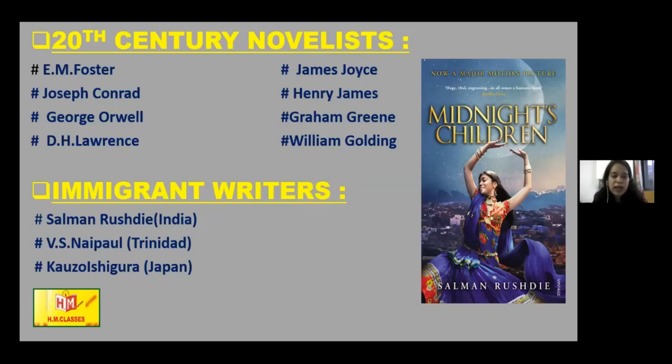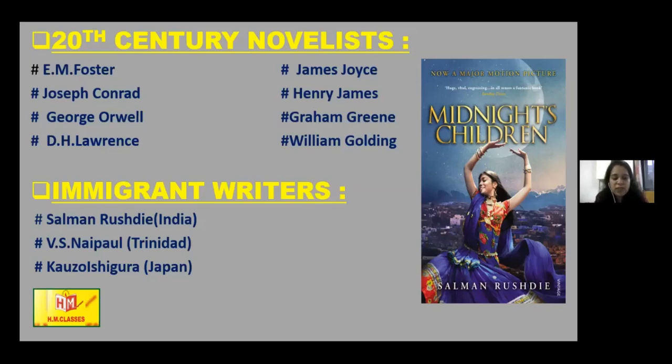Okay, so we have E.M. Forster, Joseph Conrad, George Orwell, D.H. Lawrence, James Joyce, Henry James, Graham Greene, William Golding. All right, these are all names that are there in your text as well. And there were these immigrant writers, writers who were not from England as such. They became famous for their writings.